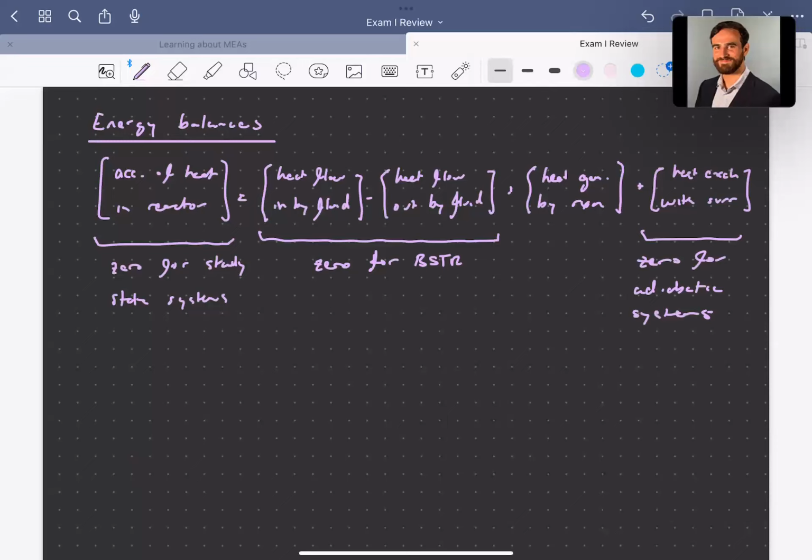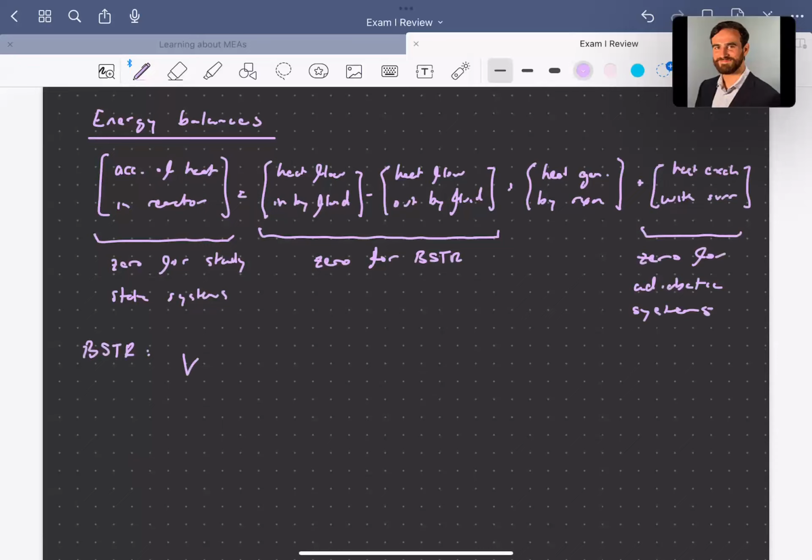Okay, so for a batch stirred tank reactor, for example, this energy balance is going to look like reactor volume times the heat capacity per volume, rho Cp, times the change in temperature with time is equal to the reactor volume times minus delta H of reaction, times the reaction rate. So this is the amount of reaction happening, R times V, and then the heat released per reaction is delta H of reaction. So this is how much heat is being generated by reaction.